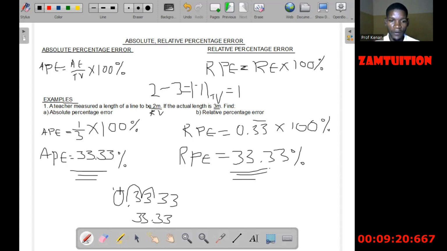So for those who may ask, how did the 0 disappear? A 0 in front of a number is not significant. We don't usually count it as a 0 there. So we can't say 0.33. No, we can't say it like that, because it is not significant. So we just have to write it as 33.33. So that is our value, which is percent. It has to be represented with a percent.